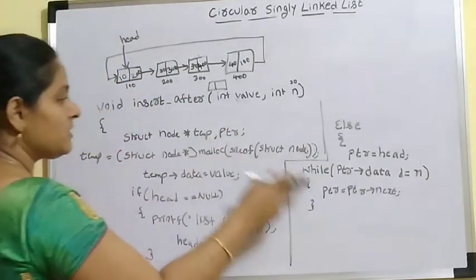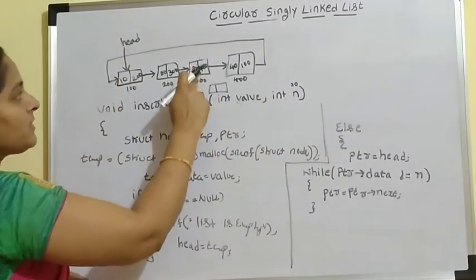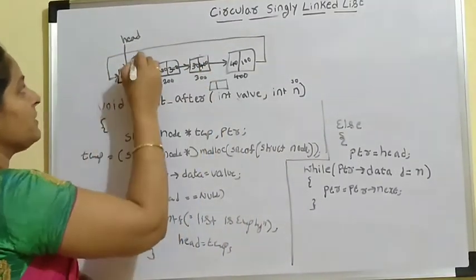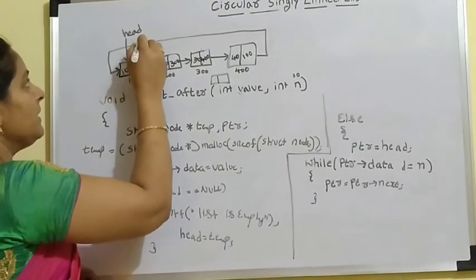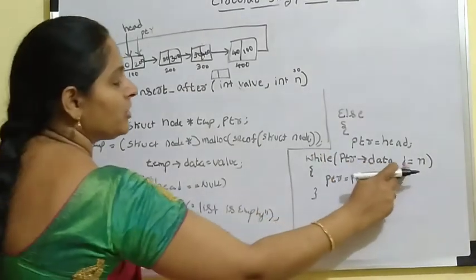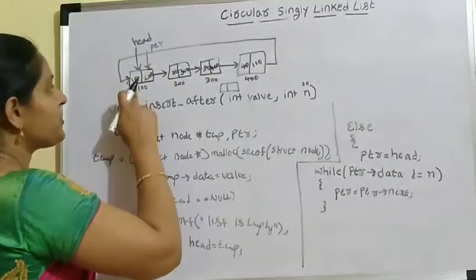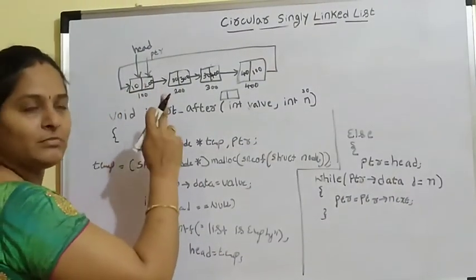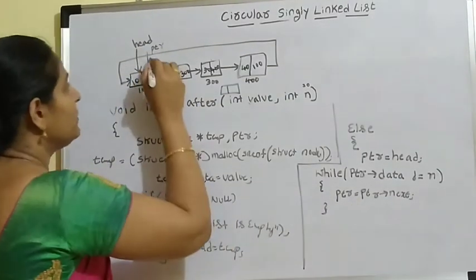Suppose, see this logic here. Here I want to insert a new node after 30. So for finding 30, I am taking PTR. I am initializing PTR to the head position: while PTR data not equal to n. Here PTR data is 10, not equal to 30. So if it is not equal to 30, move PTR to the next position.